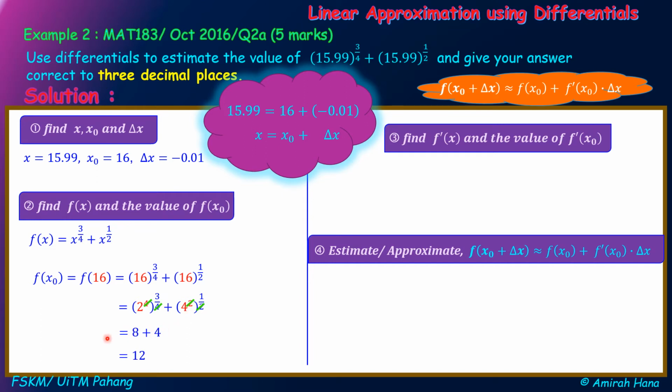After we simplify, we have 2 cubed, which is 8, and 4 to the power of 1, which is 4. So we have 12. 12 here is a whole number. So if f(x naught) equals a whole number, it means we chose the correct x naught, the best x naught.